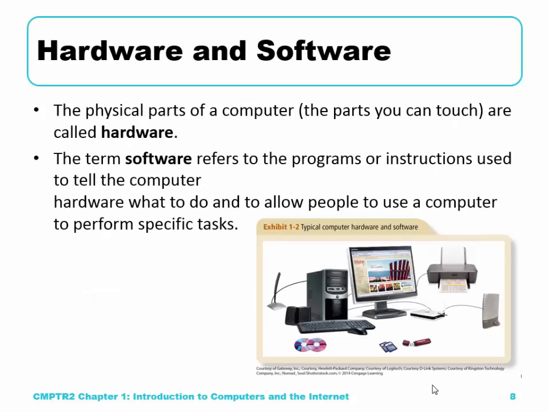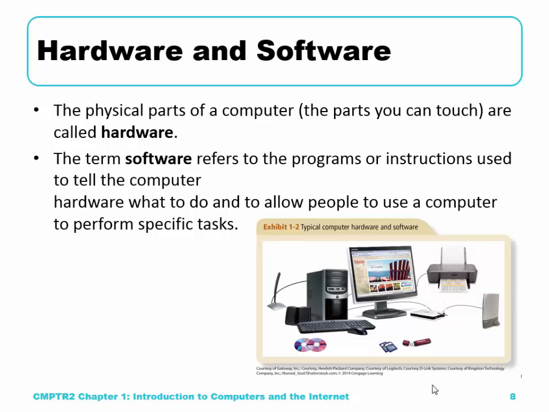The physical parts of a computer, the parts you can touch, are called hardware. It can be internal or external. You can have internal items that are inside of the case, such as your hard drive and your video cards. But you can have external hardware as well, which is located on the outside and connected through a wire or wirelessly, such as external hard drives.